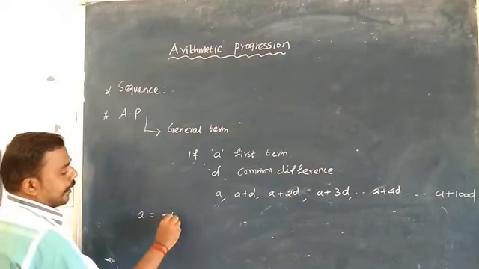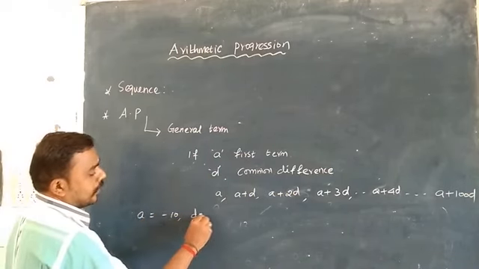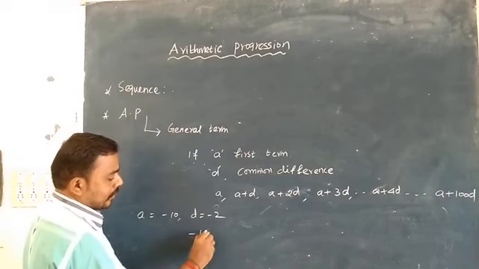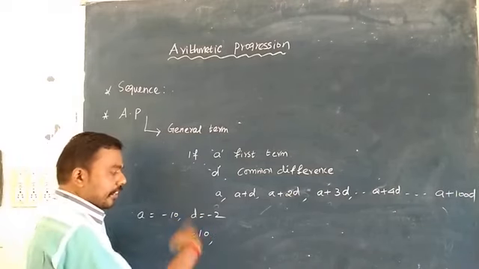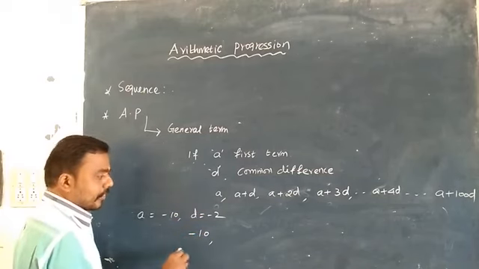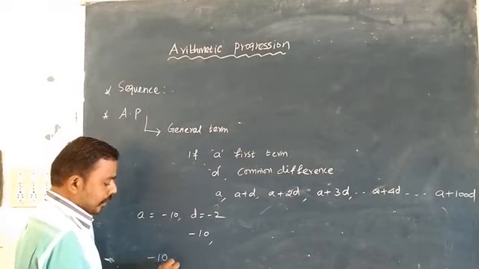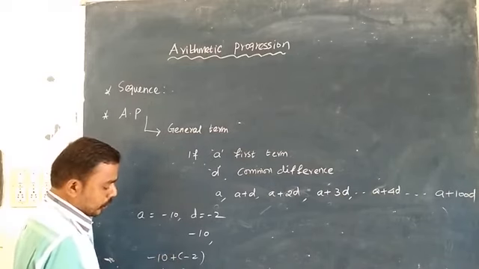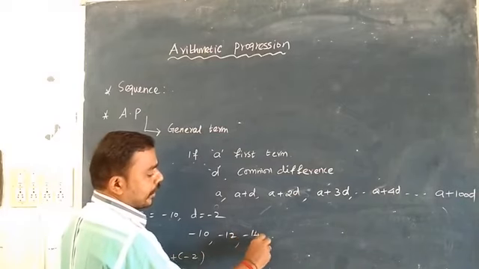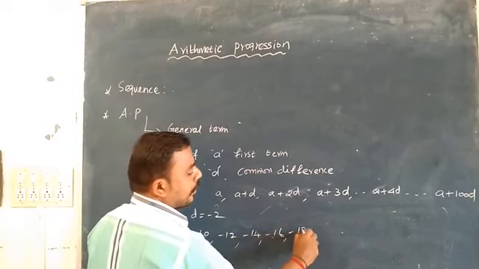If A equals minus 10, then D equals minus 2. That is minus 10. Still we need to decrease. So how to write the decrease? We need to add minus 10 plus minus 2. That is minus 10 minus 12. It's minus 12, minus 14, minus 16, minus 18 and so on.